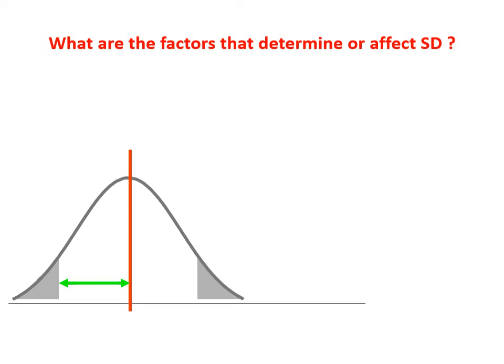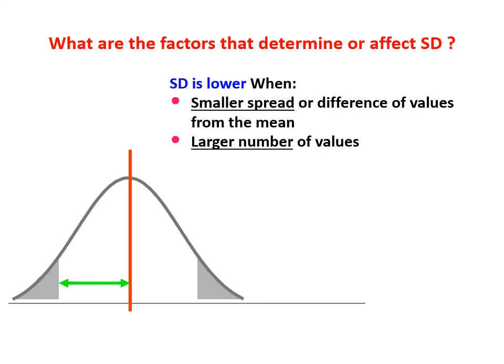Then what are the factors that can determine or affect the standard deviation? We have two factors: the spread or the difference of values from the mean, and the number of values. The smaller the spread, or the smaller the difference of values from the mean, the lower the standard deviation. So there is a direct relationship.